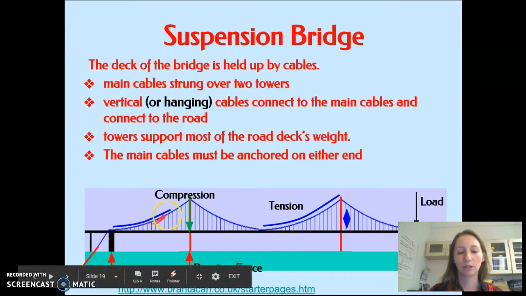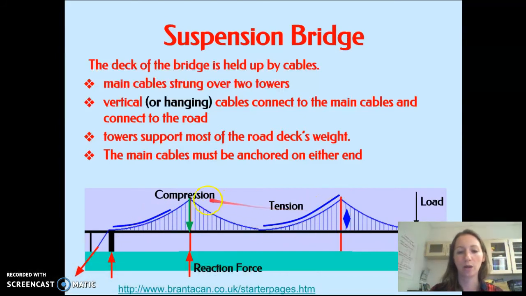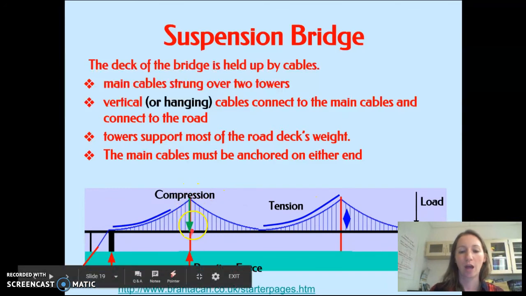Right, so you'll see the tension forces are all along each of the cables. They're being pulled. Compression happens on the towers. Right, they're holding on to this weight of the load. It's the reaction force from below creates compression. Right, so tension and compression is balanced out here.